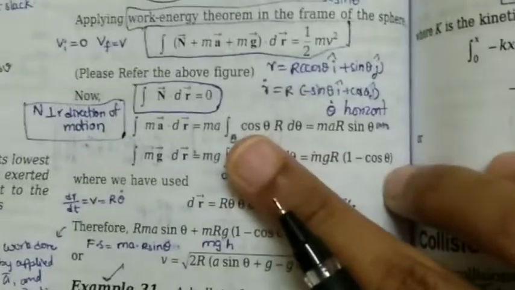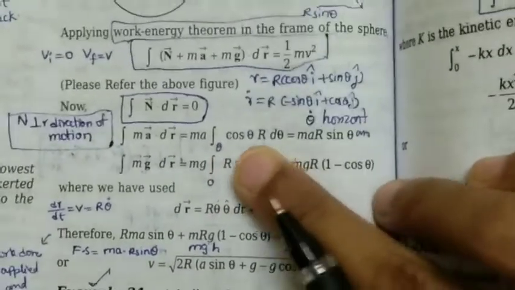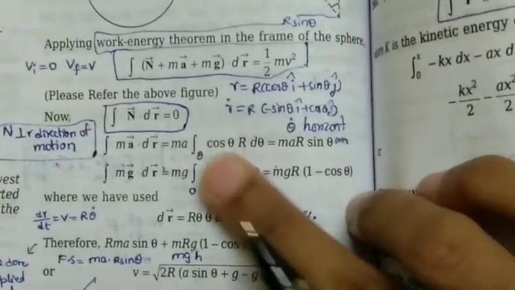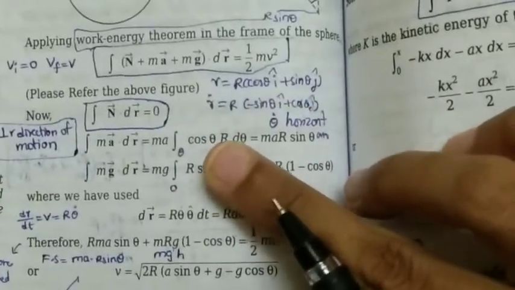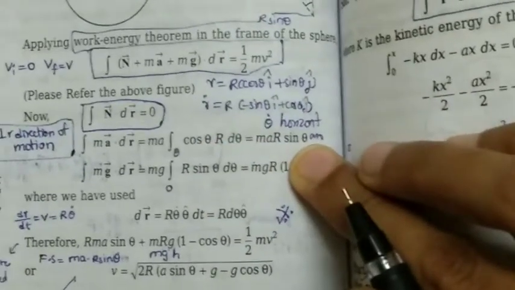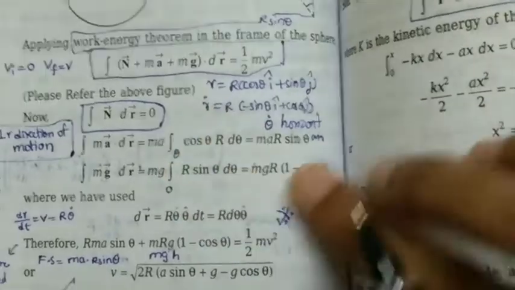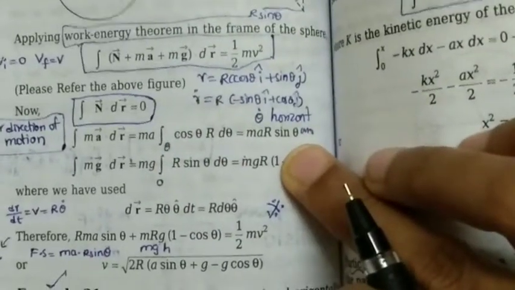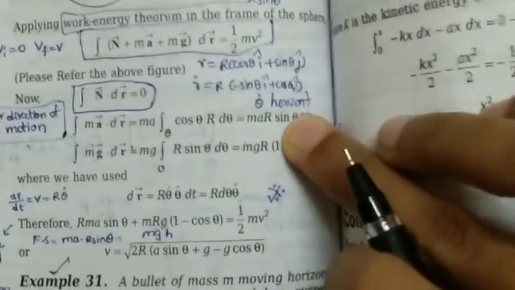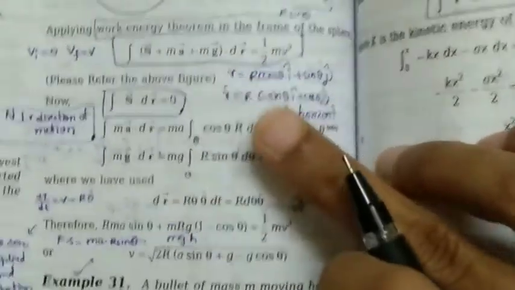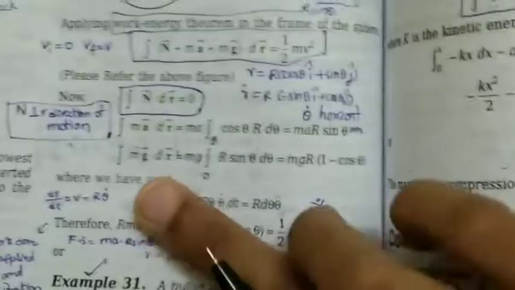Hence we have A cos theta R d theta. If we integrate this, here m, A and R are constants and can be taken aside, and the integration of cos theta is sin theta, applying limits 0 to theta. So sin theta minus sin 0, and sin 0 is 0, so we have sin theta after applying the limits 0 to theta.